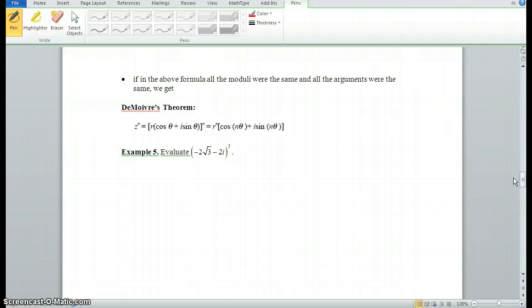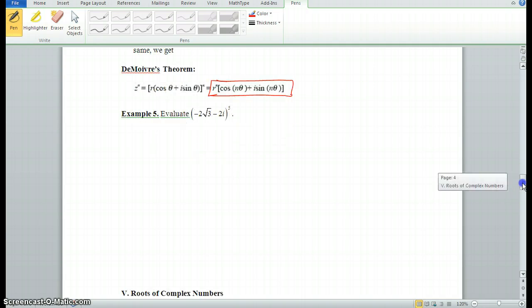If in the above formula all the moduli were the same and all the arguments were the same, we get de Moivre's theorem. Here's what de Moivre's theorem suggests. If you take any complex number raised to any exponent n, it is going to be equal to r times the quantity cosine theta plus i sine theta to the n power, which is also equal to, in simplifying, r to the n power times the quantity cosine n theta plus i sine n theta. This part of de Moivre's theorem is what I want to highlight. And we're going to use that in our next example.